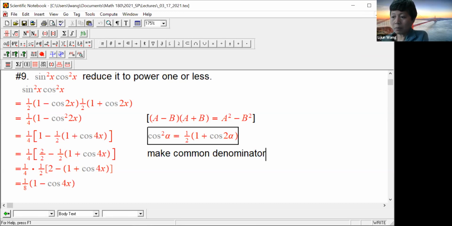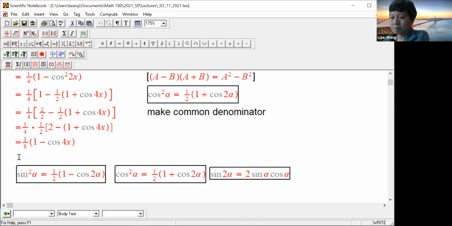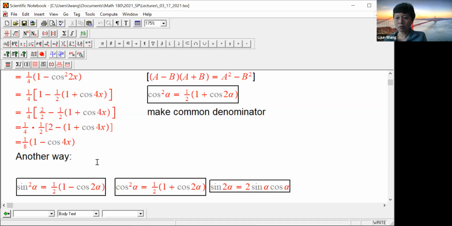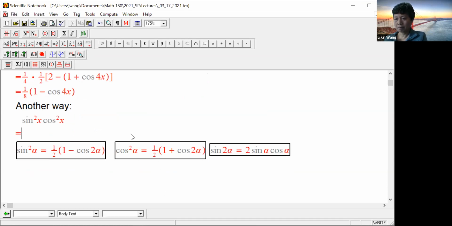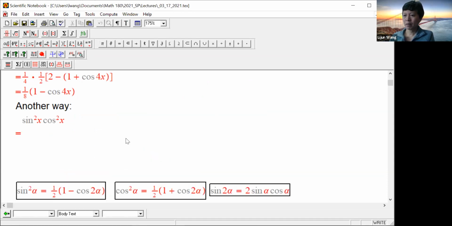Okay, and I also promise you, I'm going to show you another way, and I will. There are so many ways to do algebra. Almost for every question, you can do algebra in some different ways. Okay, now this other way. I'm going to write it this way.